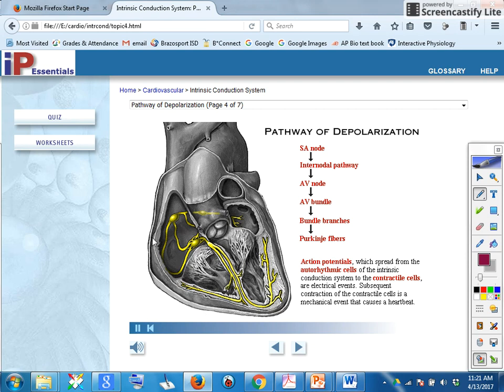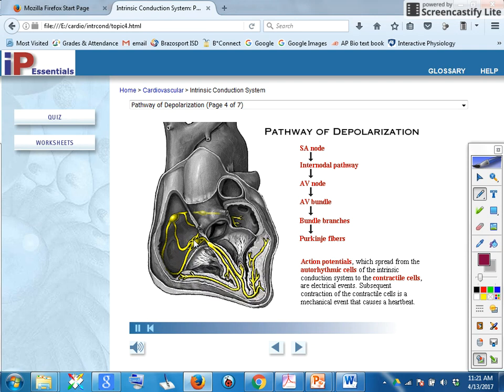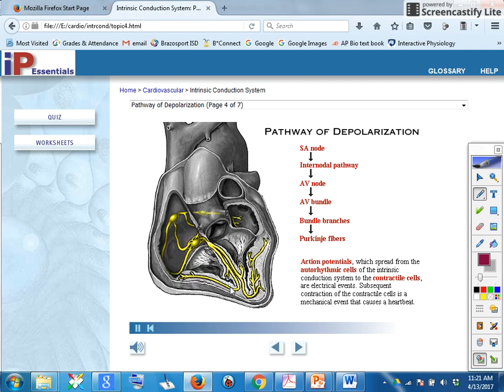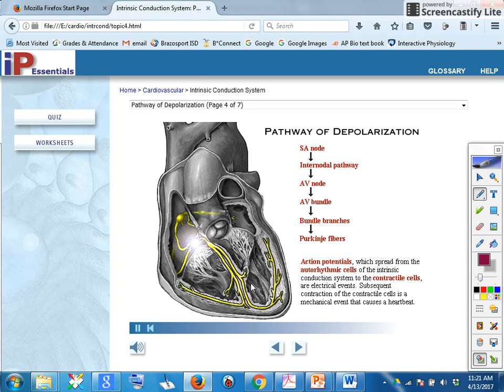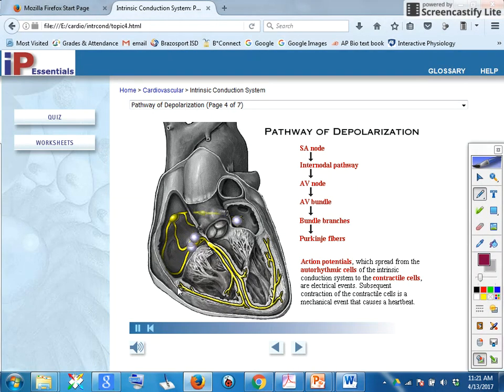So you'll notice the signal starts here at the SA node, goes down the internodal pathway, collects here again at the AV node. AV node is a good name for it because it's the atrioventricular node. It's right here between the atria and the ventricles. Then the signal goes down the septum of the heart between the two ventricles. Those are called the bundle branches. And then the signal goes up the exterior wall of the heart through these things called Purkinje fibers.